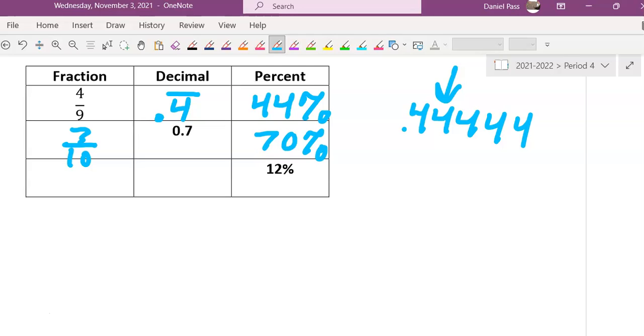All right, how about this last one? 12%. In the percent to a decimal. Okay, which is? 0.12. Very good. We could have the 0, we don't need it though in front. Okay, and the last one?